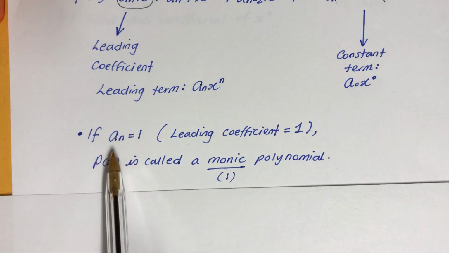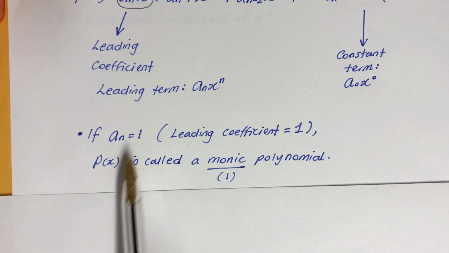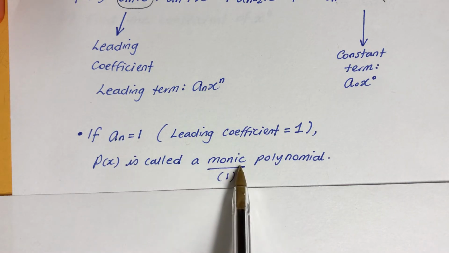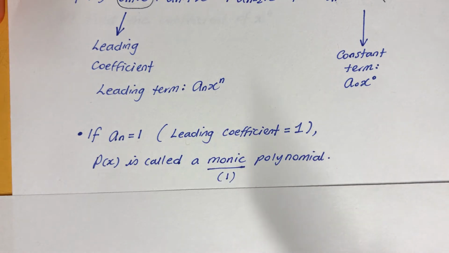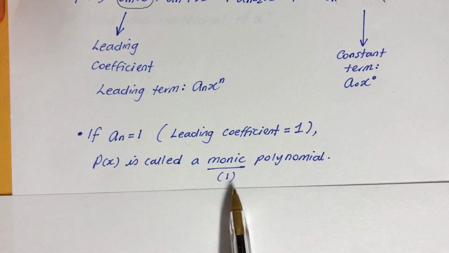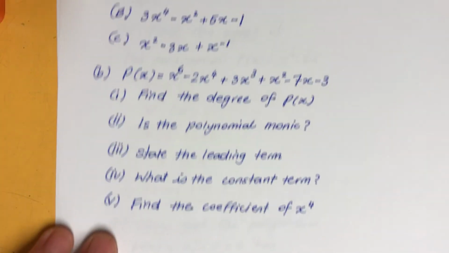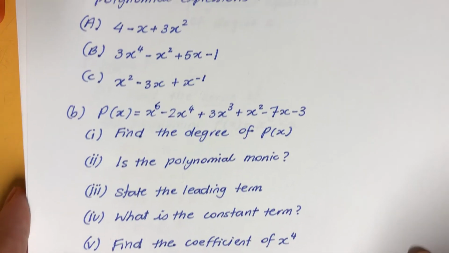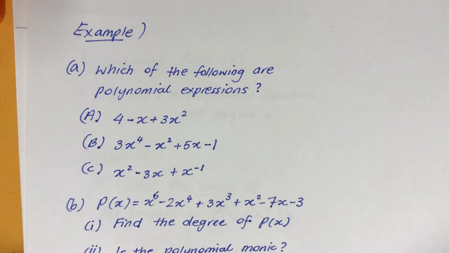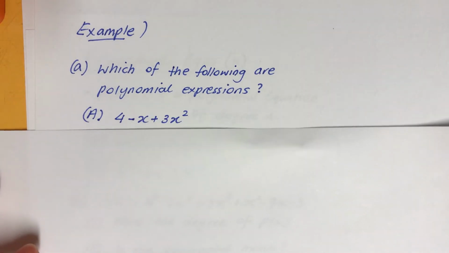Let's move it up a bit. Okay, so if the leading coefficient equals 1, the polynomial is called a monic polynomial. I think we've done it with the monic quadratic equation. So monic means the coefficient is 1. Okay, go to the next one. Let's have a look at the examples now. Let's do the examples, guys. I'm going to just cover this one so we can do one at a time.